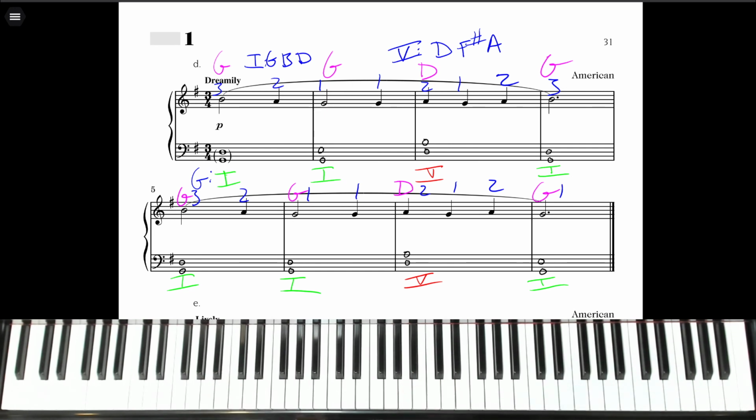Okay, again, isolate the transitions, but make it a priority to maintain a steady rhythm. Use the metronome if needed.